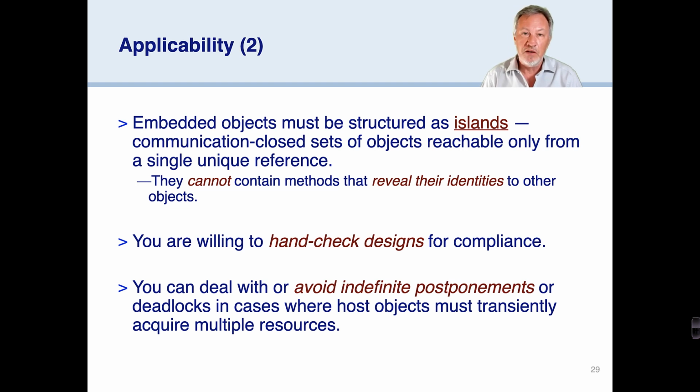You also need to make sure that you can avoid any indefinite postponement or deadlocks in cases where the host objects need to transiently acquire multiple resources. We'll see more about this when we get to the lecture on deadlock. But the key thing is, if I have objects which are protected and they need multiple resources, then they might end up having to wait, and you can get into funky kind of deadlock situations as a result. We're not going to talk about that today, but we'll have a lecture soon where we look in some detail at this whole issue of deadlocks.